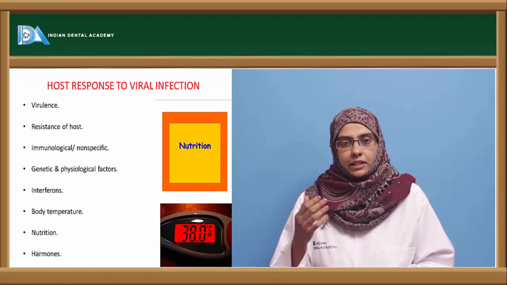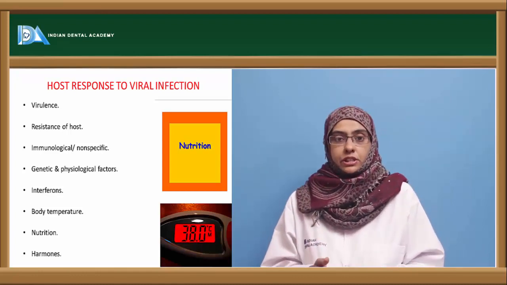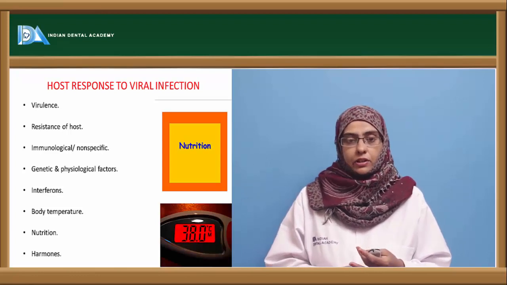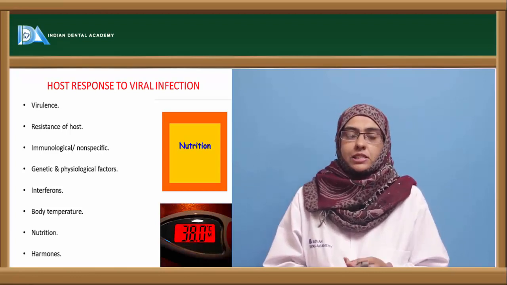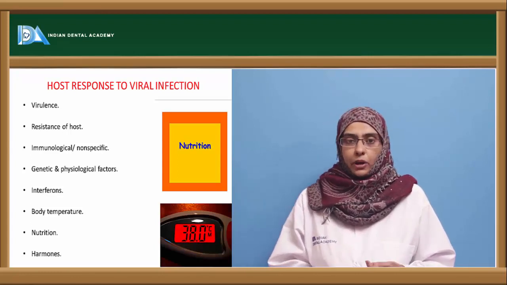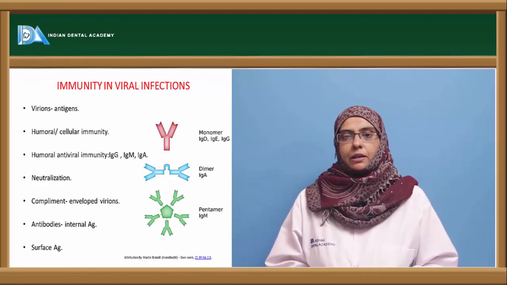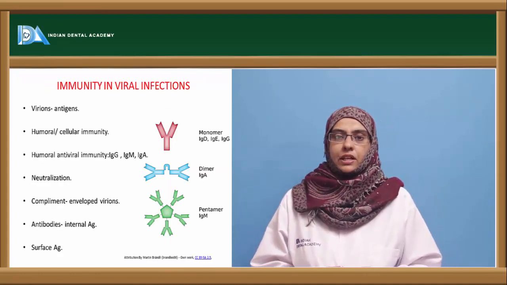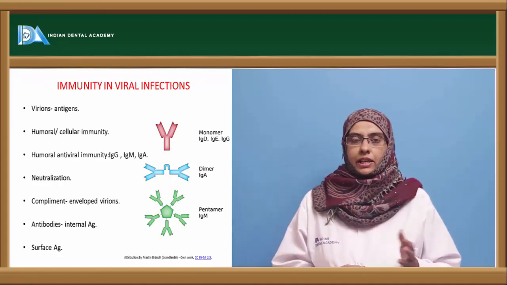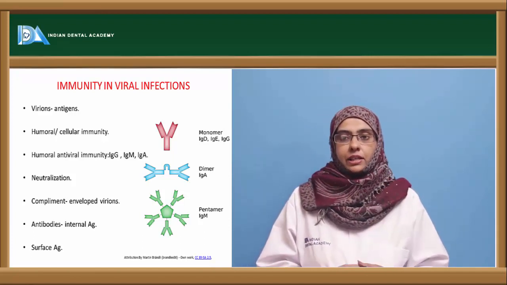So here in the non-specific immunity, we will be studying about the genetic and the physiological factors, the interferons, which are the antiviral substances that are produced by the human body in response to the virus, the body temperature, the nutrition and the hormones. First, we'll deal with the immunological aspect of the host-viral interaction, that is, how the immunity usually combats viral infection.